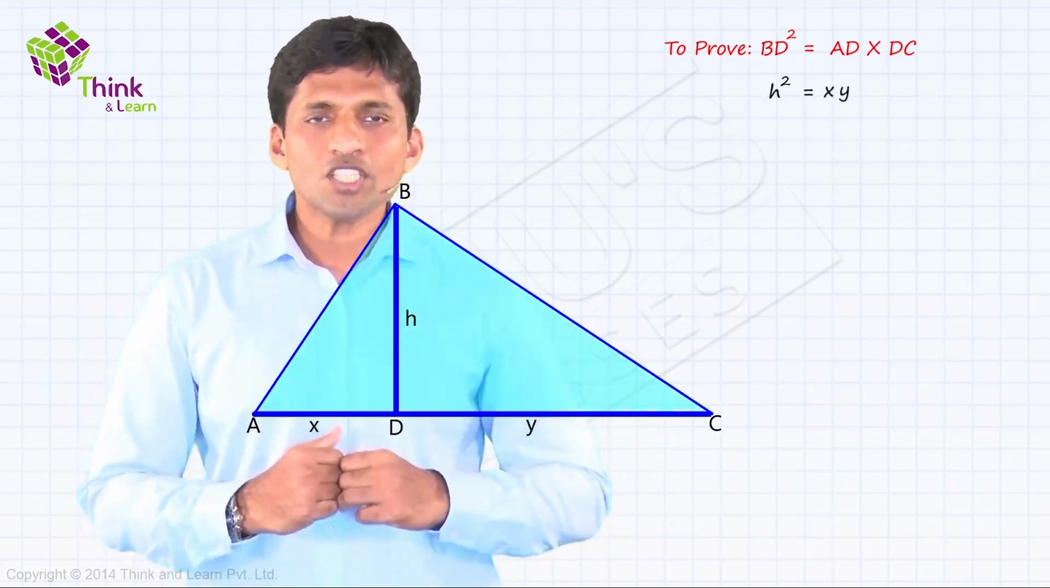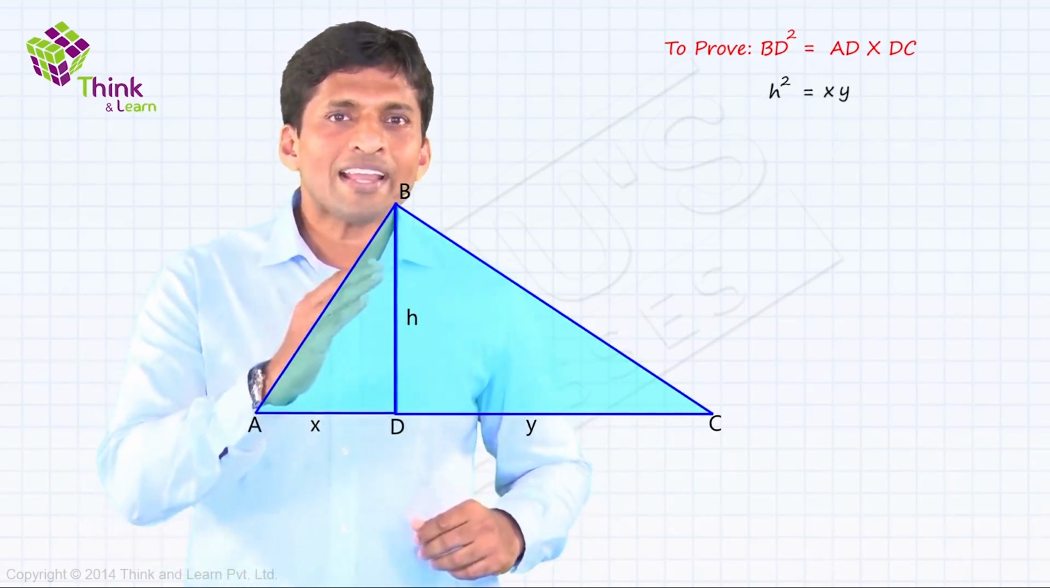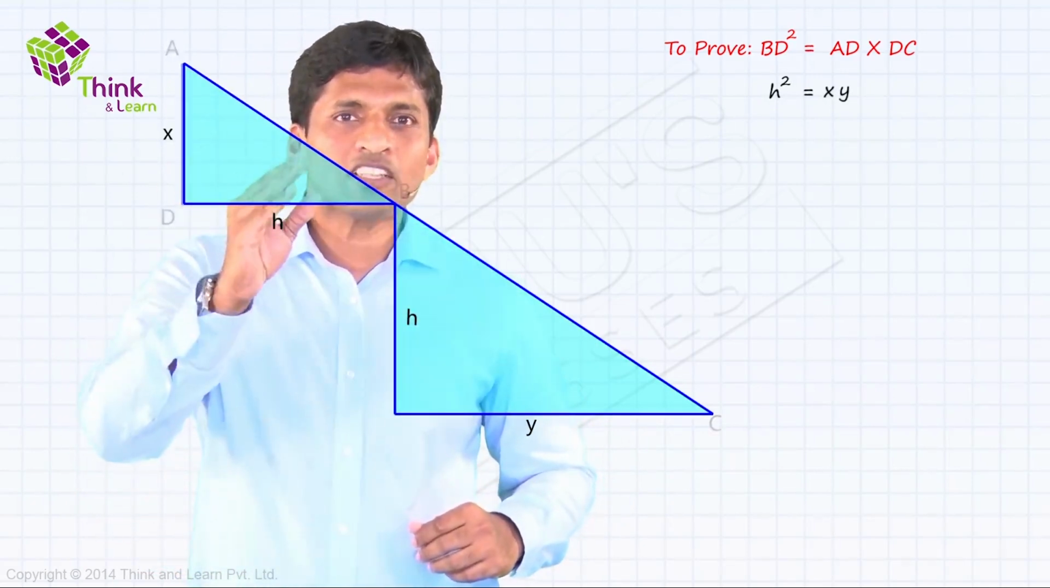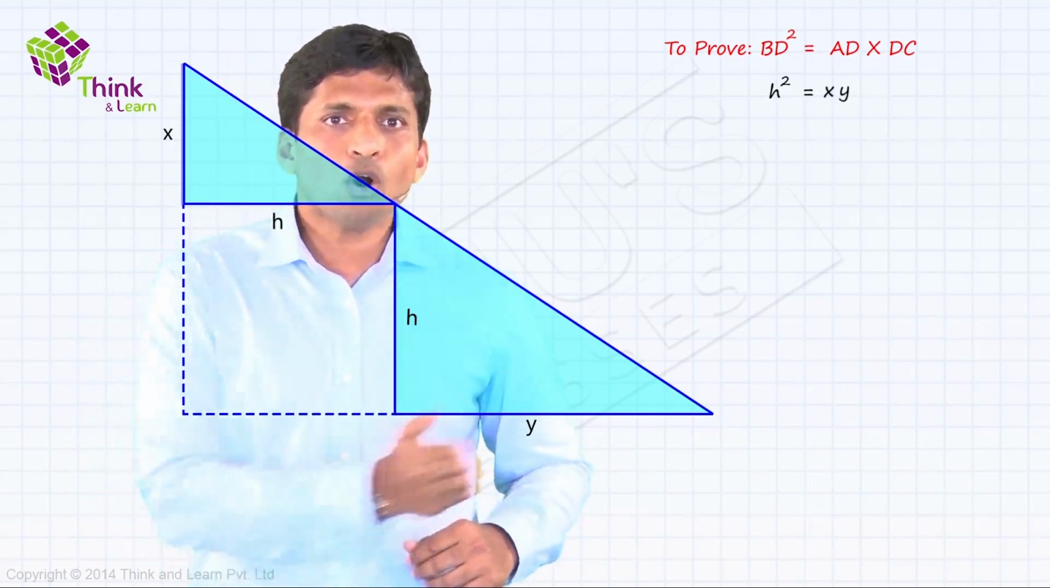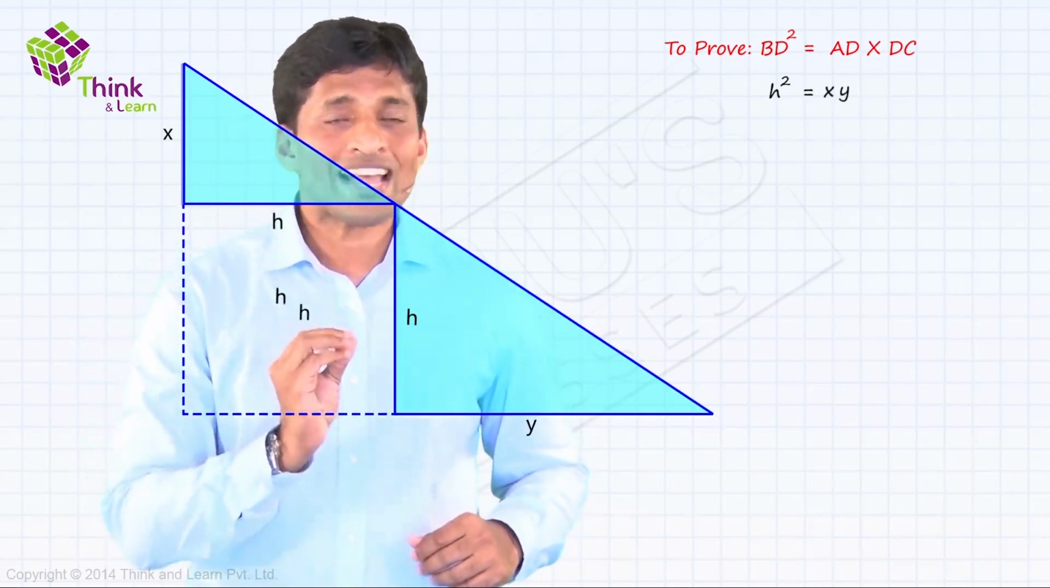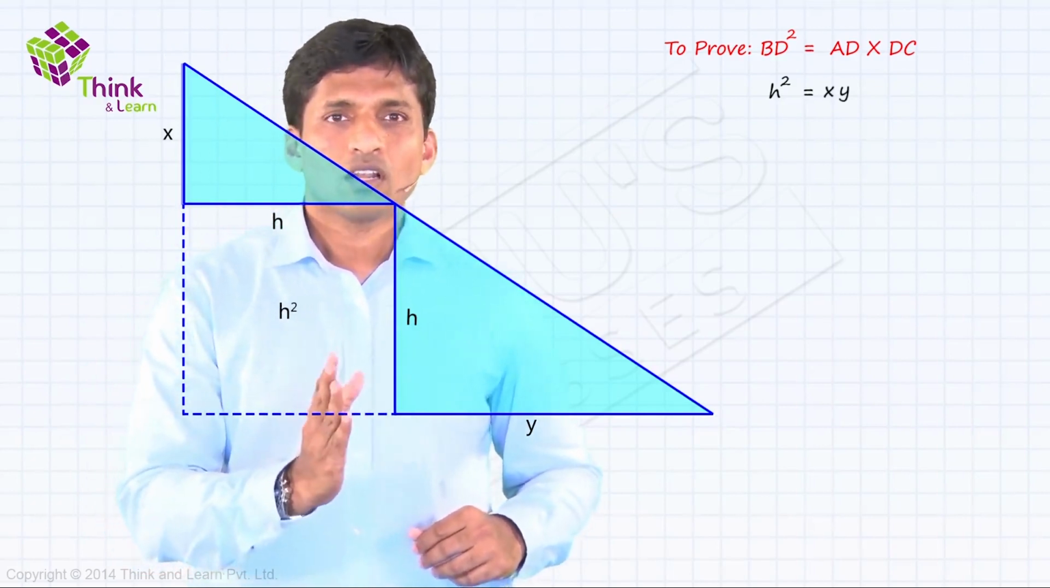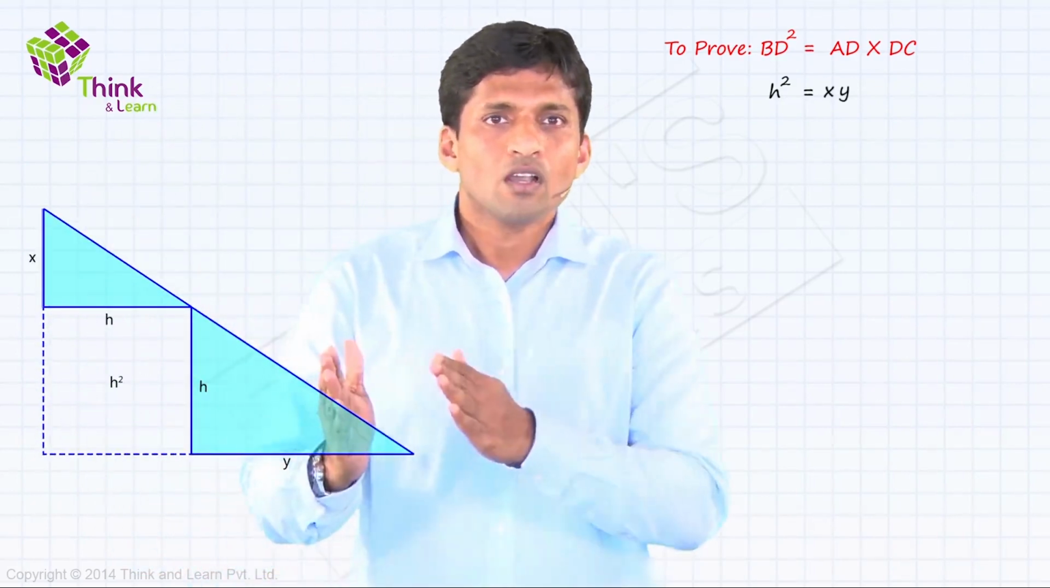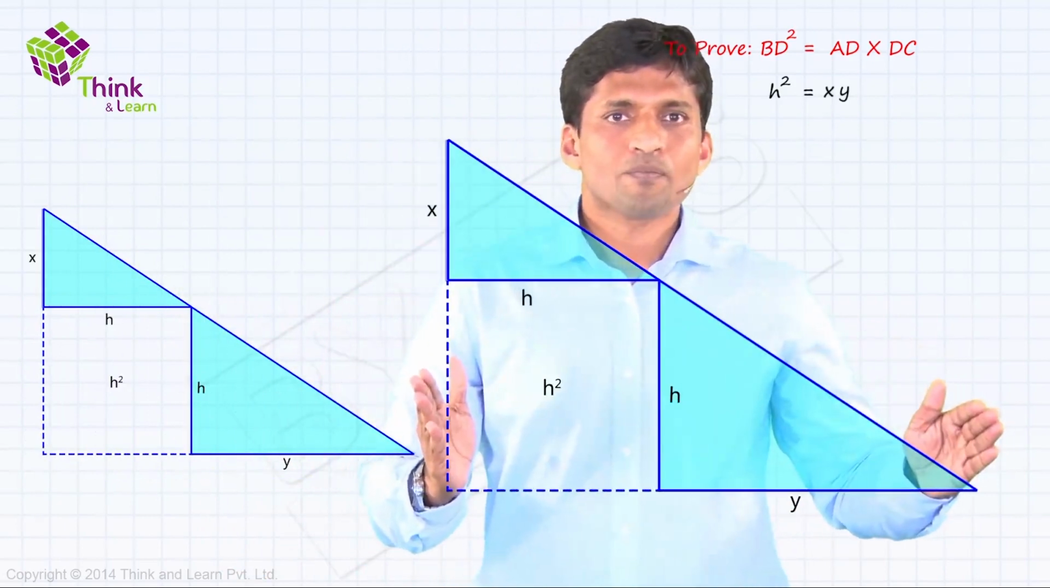Shade the two inner triangles. The smaller triangle, rotate it by 90 degrees like this. Now complete the whole triangle. Unshaded region is H square, as you can see here. Now keep this triangle here. Take a copy of this triangle.